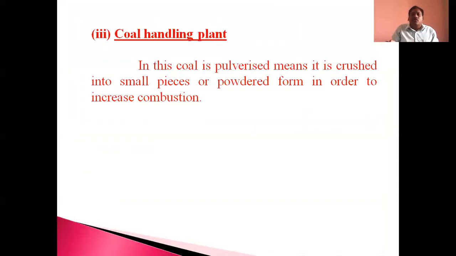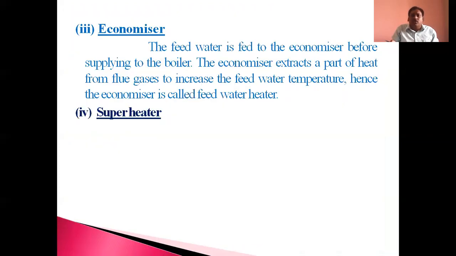What is the function of the economizer? The feed water is fed to the economizer before supplying to the boiler, and this economizer extracts a part of the heat from flue gases to increase the feed water temperature. That's why the economizer is called a feed water heater.